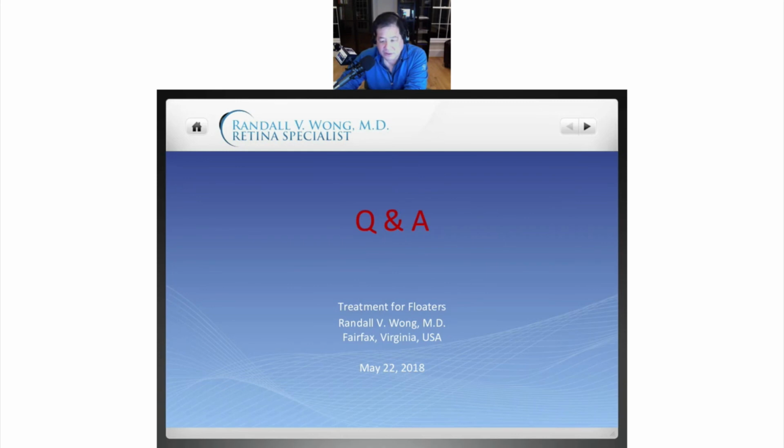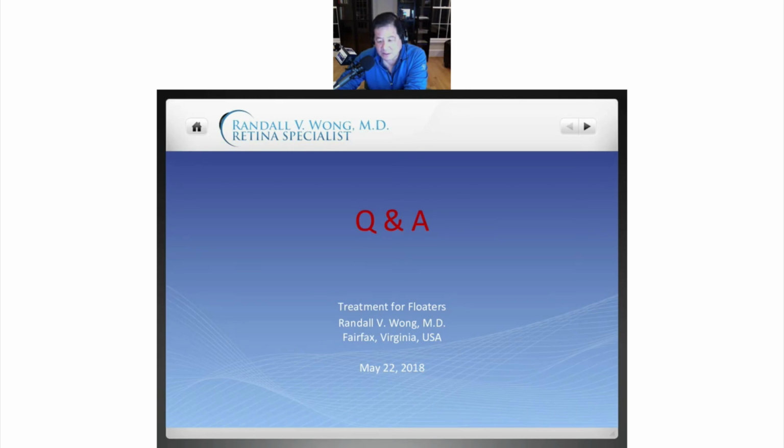How do the sutures dissolve over time? They absolutely just dissolve with the tears. They're made of a polymer which is biocompatible, and your tear fluid will basically dissolve them over time.